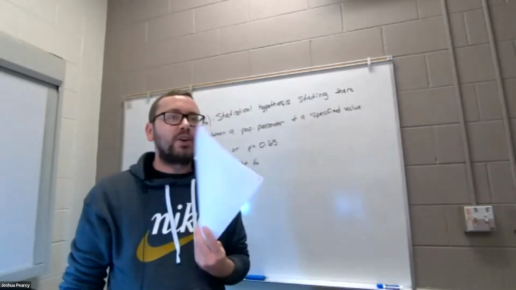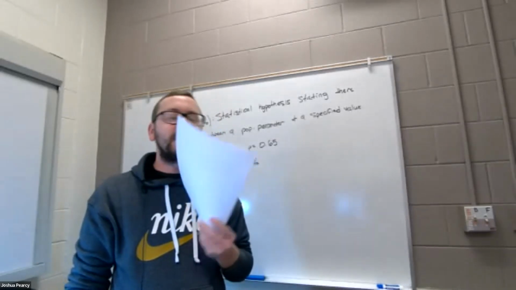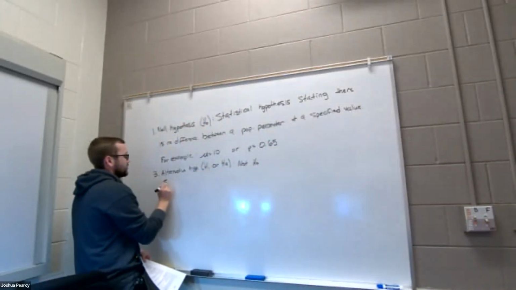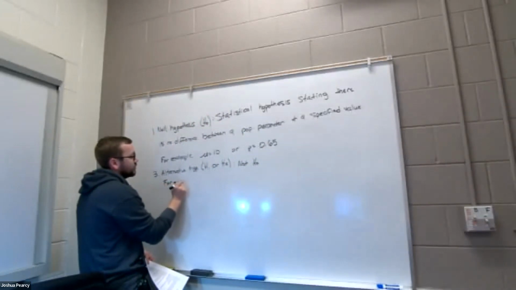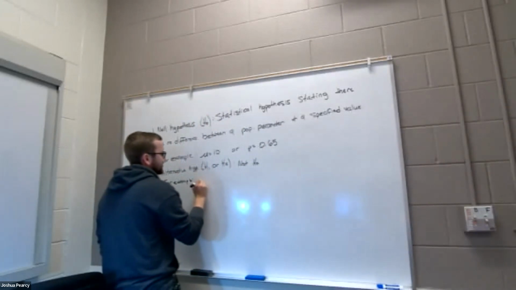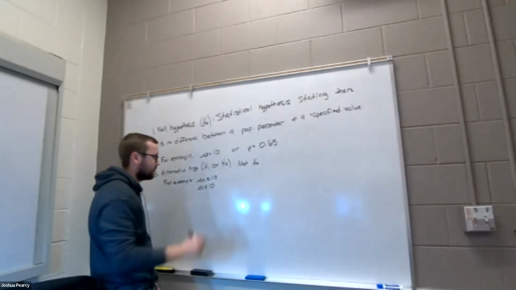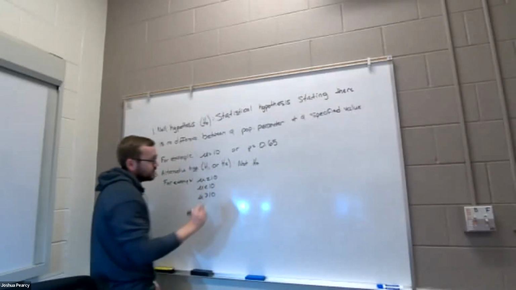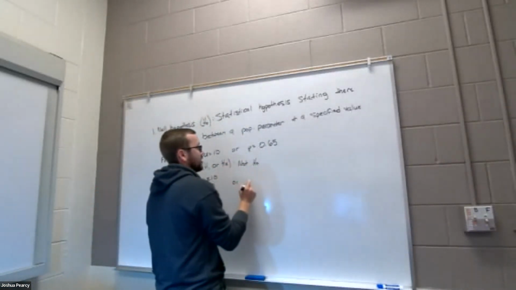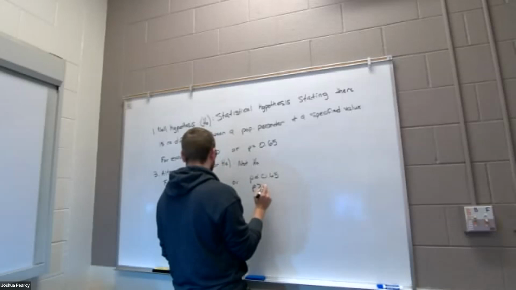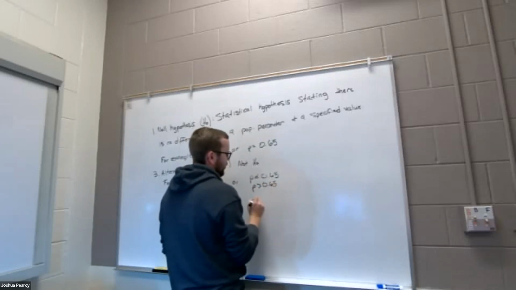Then what could that look like? There will be 3 different things we'll look at. So in this case, the alternatives for mu equals 10. There are 3 different ones. So we could say mu does not equal 10, mu is less than 10, or what's the final one? What's the opposite of less than? Mu is greater than 10. And then the same thing for this: P does not equal 0.65, P is greater than 0.65, or P is less than 0.65.